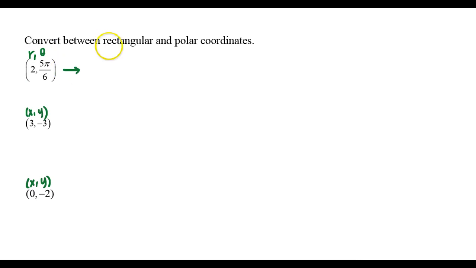If I want to get to rectangular, this is the easy direction. So here I'm going to have 2 cosine of 5 pi over 6, and then 2 sine of 5 pi over 6. I would actually want to evaluate this. So it would be 2 times cosine 5 pi over 6. 5 pi over 6 is in quadrant 2, where cosine is negative.